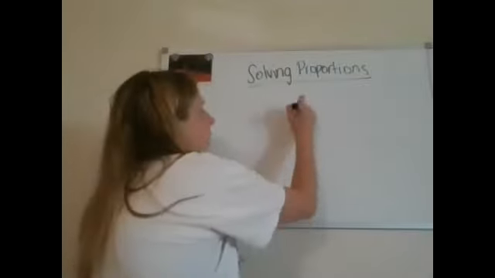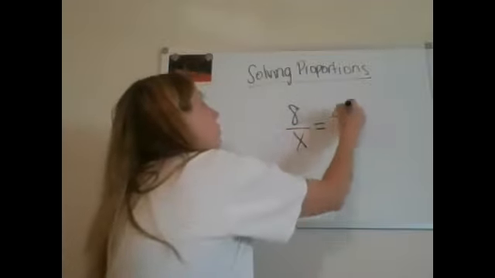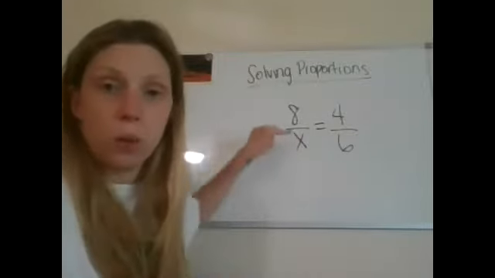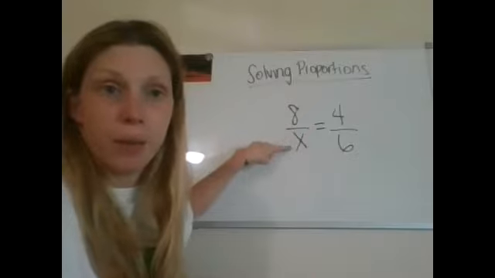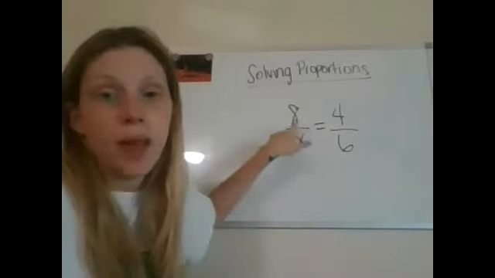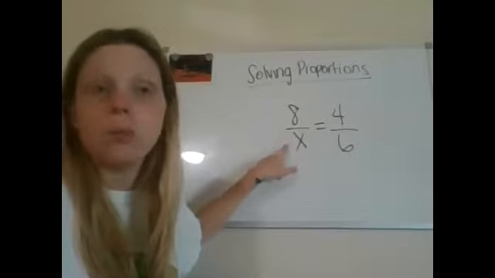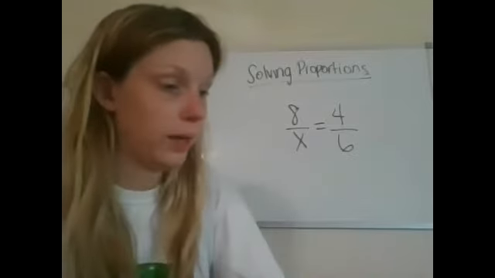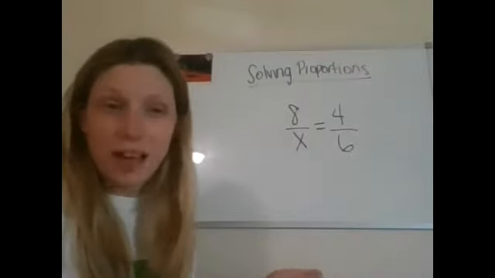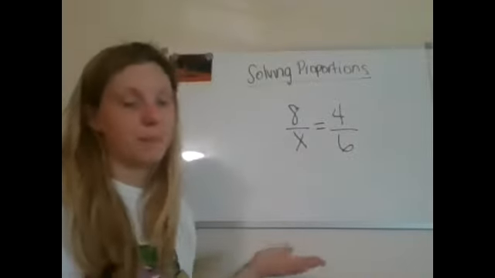Let's say I have 8 over X equals 4 over 6. Okay, so we're searching for this one right here. This denominator right here is what we're looking for. We can look at this and figure out that 4 times 2 is 8, so 6 times 2 would be whatever X is, right? We can do it that way, but that's not going to help us in the long run because they're not always going to be perfect like this one.